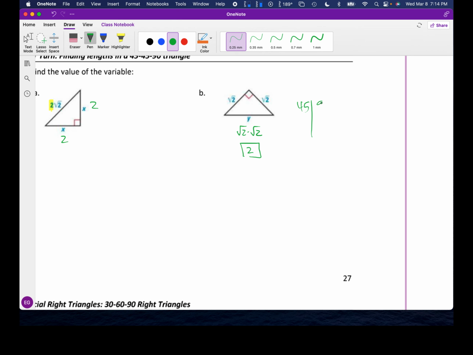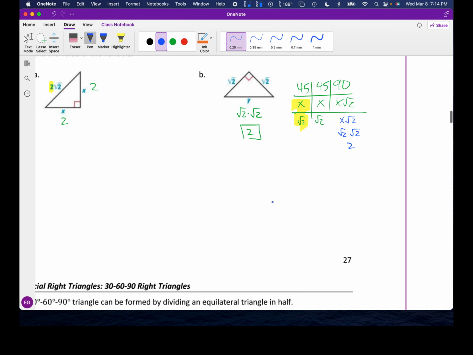I'll make the table for this one just because it's a little bit more work here. So we'll have x, x, x rad 2, and what we were given was that the x values are rad 2. So I'm going to start off by saying I know x equals rad 2. So when I come over here and I want to do x rad 2, well, x is rad 2. So I'm going to do rad 2 times rad 2, and that's going to give me 2. So I get that the y value is 2. For your turn, number 50.